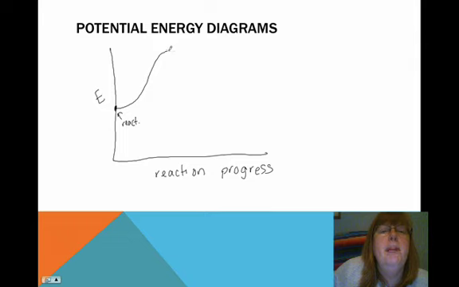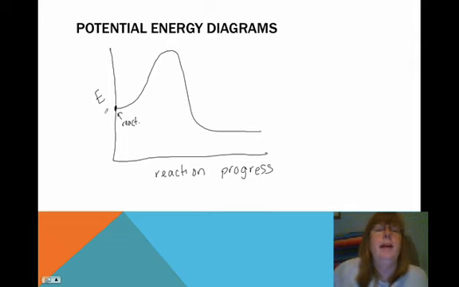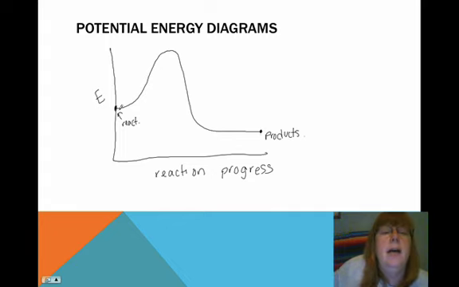There's always a big hill right in the middle. And then the energy goes down. So notice the energy goes up and then the energy goes down. And over here where we end up in our reaction progress, that is the products. Now the first thing I want to talk about is the energy of where we started and what happened to the energy at the end.